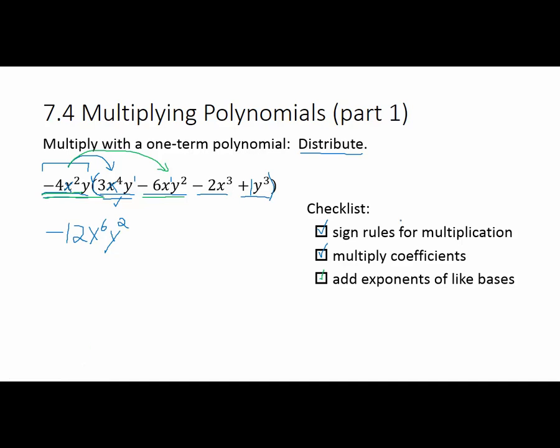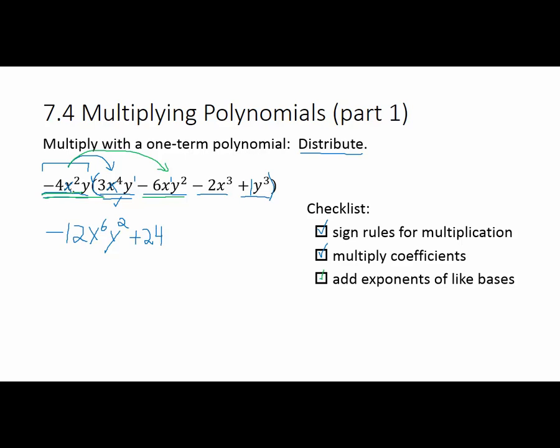Okay, what do you think? Let's do the sign rules first. First checkbox says negative times negative. Well, that's a positive, and you do need to put the plus sign here because it's going to be between terms. The only time you don't have to write the plus sign is if it's the very first term. So negative times negative is positive. Multiply my coefficients. 4 times 6, well, that's 24.